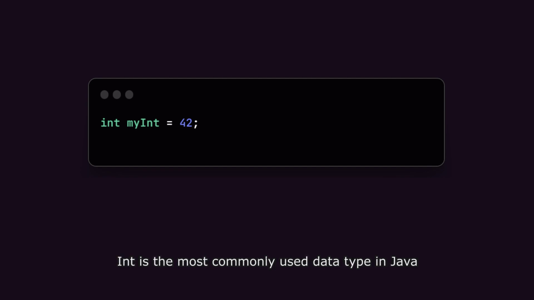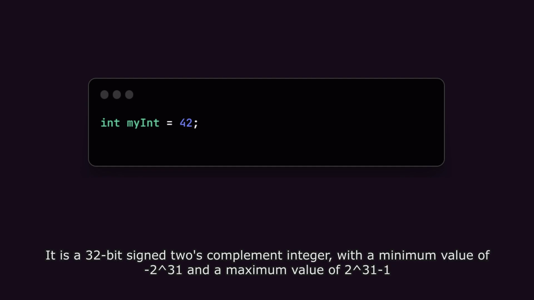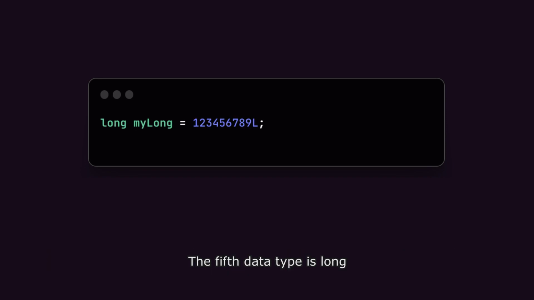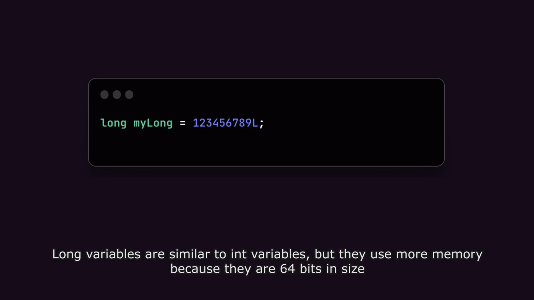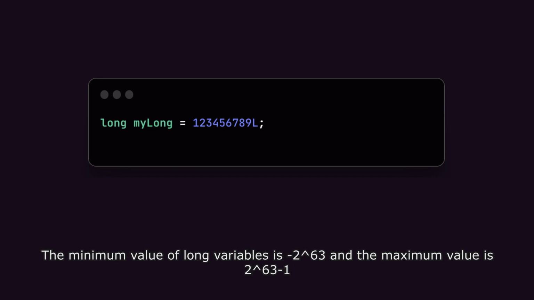The fourth data type is int. Int is the most commonly used data type in Java. It is a 32-bit signed 2's complement integer with a minimum value of -2^31 and a maximum value of 2^31 - 1. The fifth data type is long. Long variables are similar to int variables, but they use more memory because they are 64 bits in size. The minimum value of long variables is -2^63 and the maximum value is 2^63 - 1.